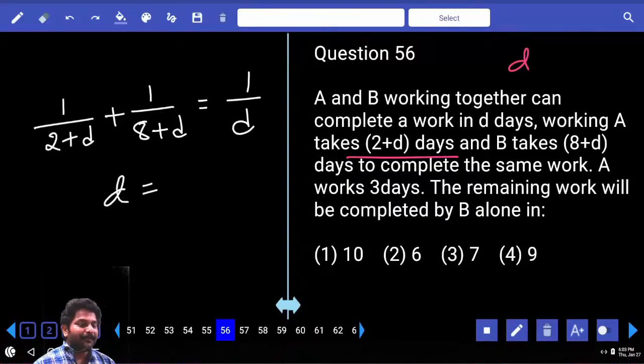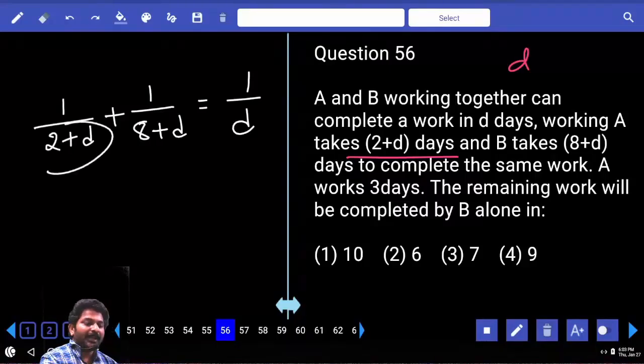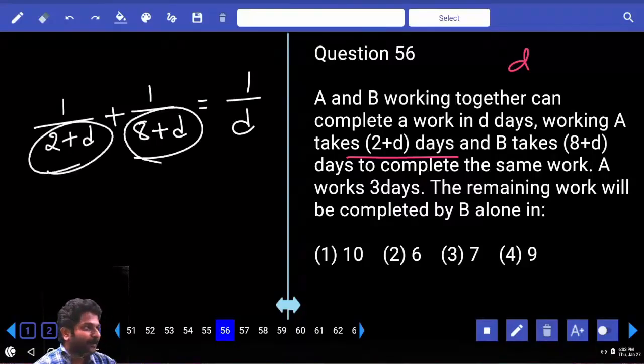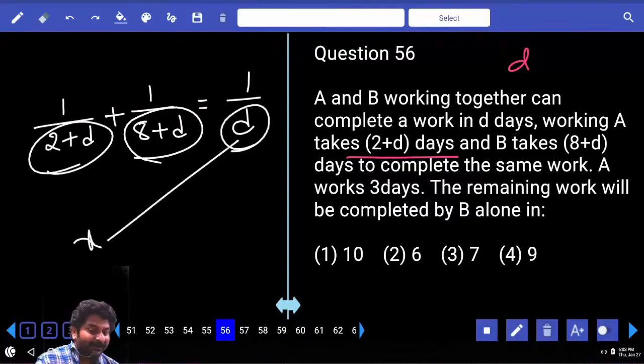So what is the way? Now the point here is, when you take the LCM of these two numbers, you get some value, let's say x, and D must be a factor of x.